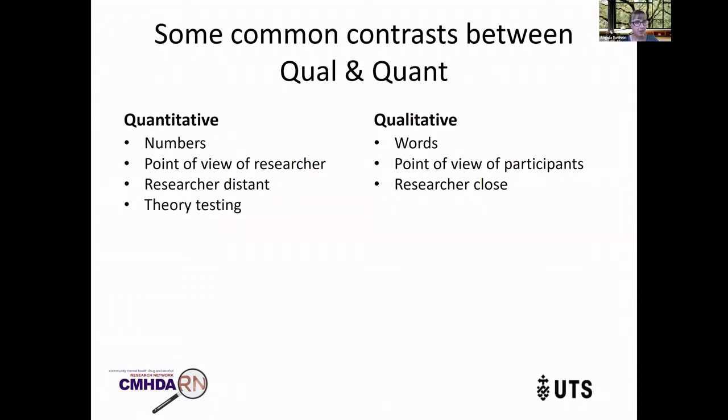I'm testing theories most of the time in quantitative research. Well, I am doing that sometimes in qualitative research, but I'm more interested in the theory that emerges from the data that I collect. I'm often static in quantitative research. I'm observing, I'm looking at an experiment, whereas in qualitative research, I want to be part of a process, and I'm keen to understand how that process is actually unfolding.